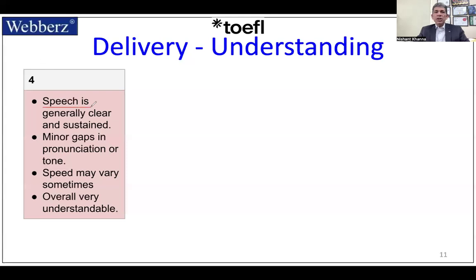So if the speech is generally clear and sustained, you get a 4 score. If there are minor gaps that are ignorable, that's fine. In pronunciation or tone, it's okay. Speed may vary sometimes. Generally, the speed is very normal, but it may vary sometimes. Overall, it's very understandable.